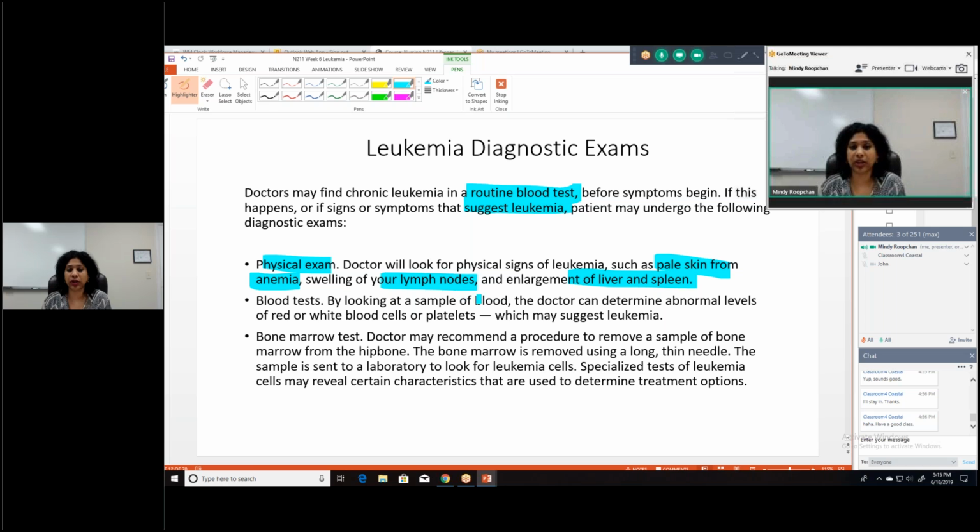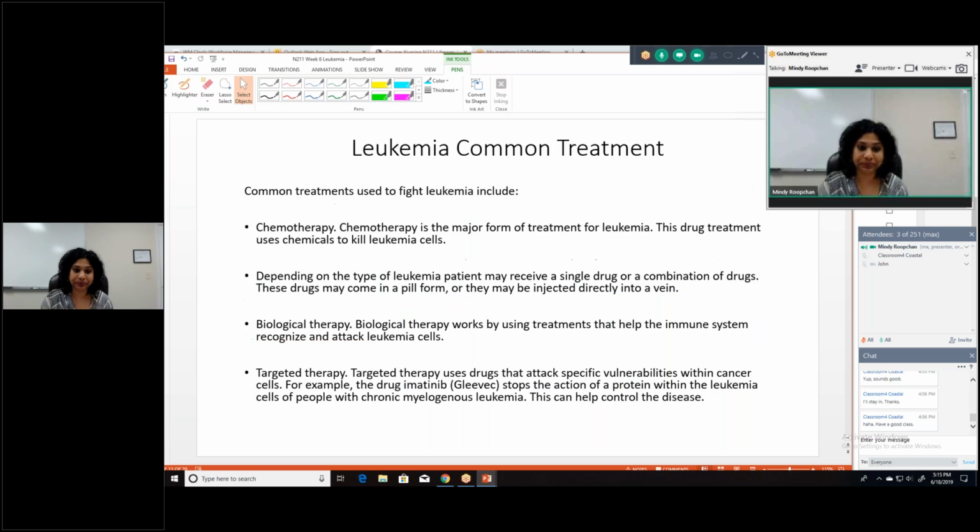Blood tests, they're going to do a sample. They're going to look at abnormal levels of red or white blood cells or platelets, which could also indicate leukemia. Bone marrow testing. So they're going to remove a sample from the hip. They use a long needle. They get in there. They pull out the marrow. And specialized tests for leukemia are going to reveal characteristics that determine the treatment at that point if they have it.